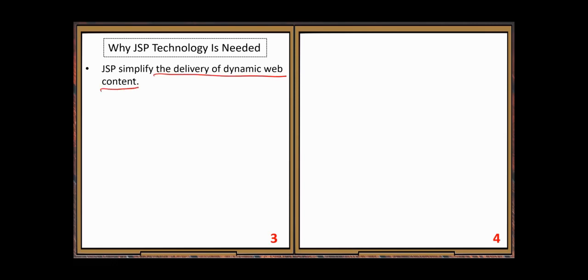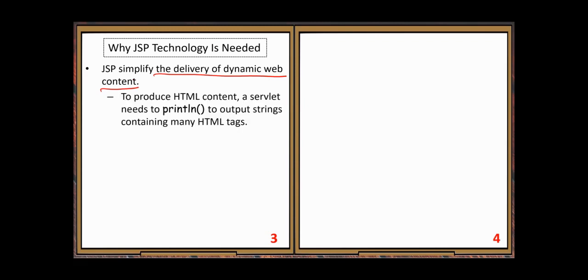Typically, we use Java to do the dynamic web content. Static, we don't need Java, right? For static, you just use HTML to display static content. But for dynamic, we need Java power to do it.